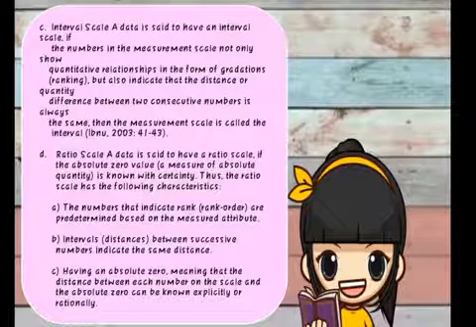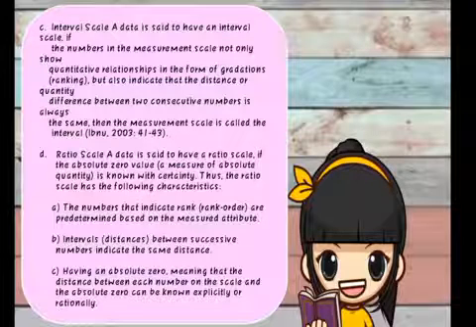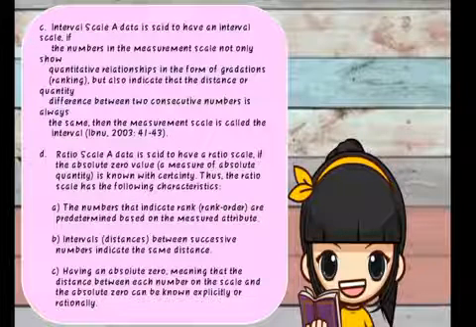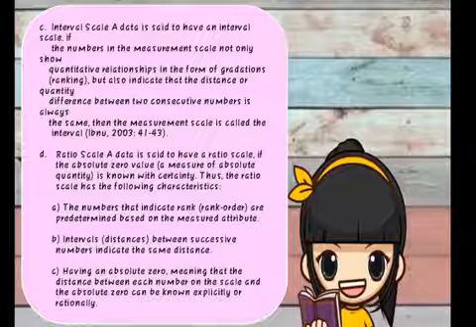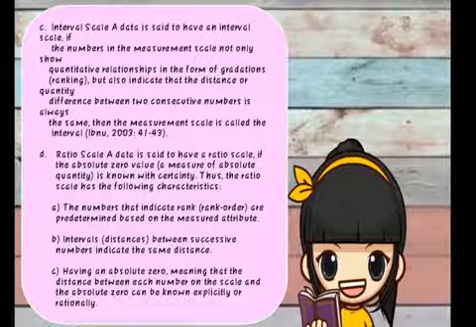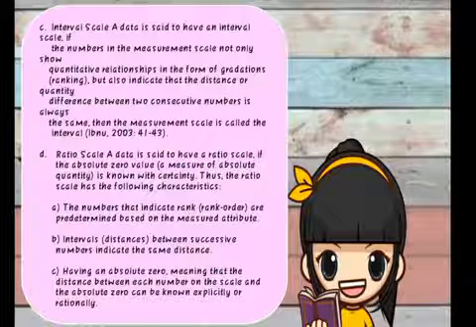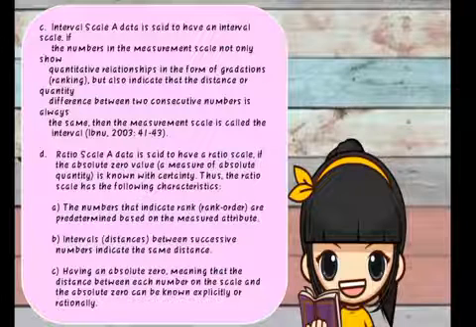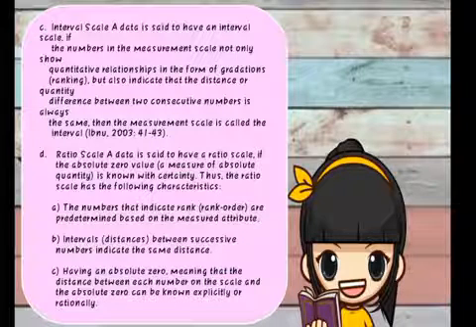3. Interval scale. A data is said to have an interval scale if the numbers in the measurement scale not only show quantitative relationship in the form of gradation ranking, but also indicate that the distance or quantity difference between two consecutive numbers is always the same. Then the measurement scale is called the interval. Ibnu 2003, 41 to 43. And the last, ratio scale.